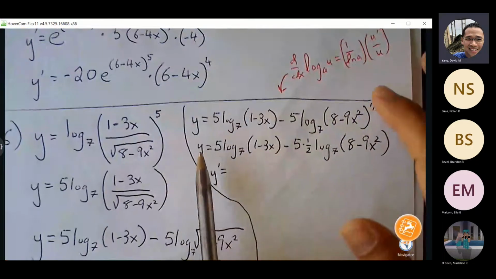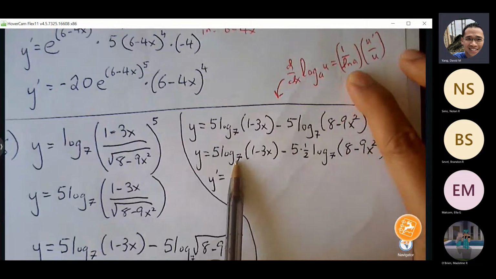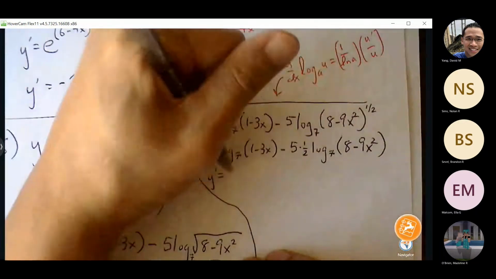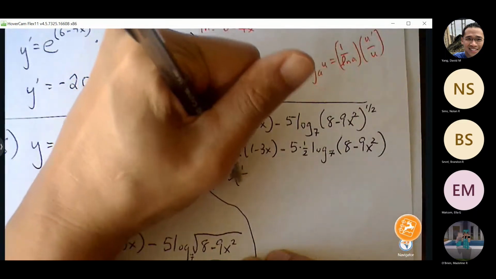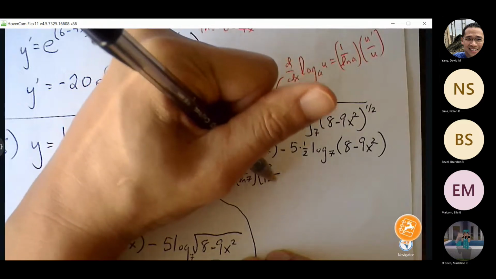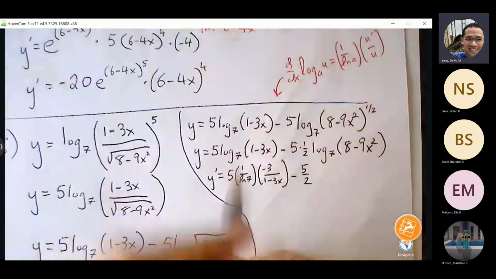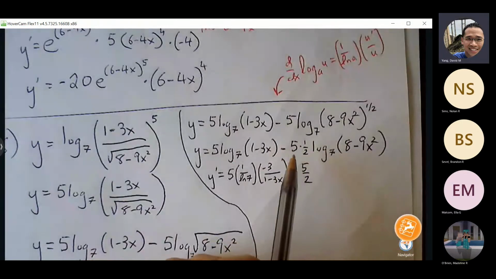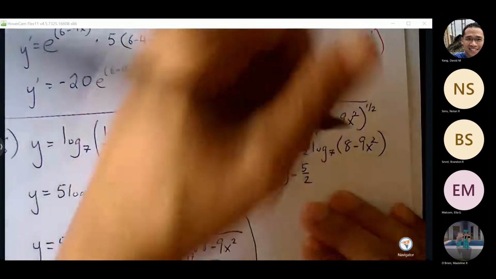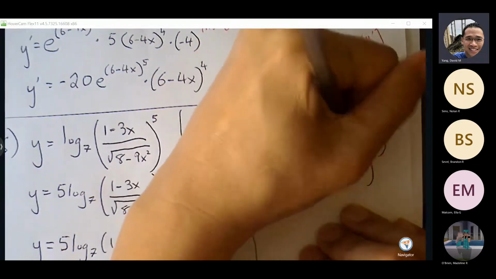Okay, so we jump into our rule here. The coefficient stays. Log base 7 converts to be 1 over natural log of 7. And u prime over u, negative 3 over 1 minus 3x. Minus 5/2. I can push these coefficients together here. Log base 7, again, go through a conversion. And then u prime over u.